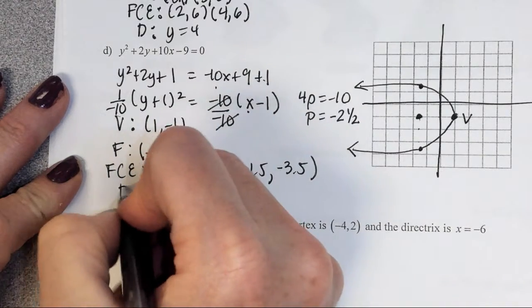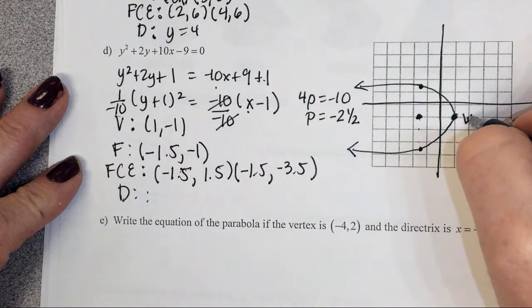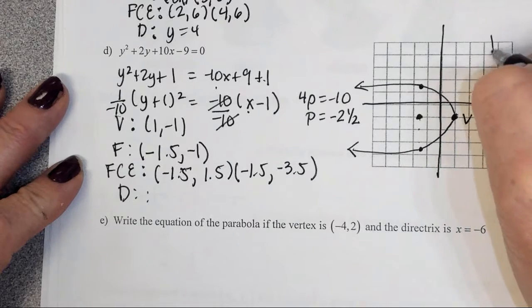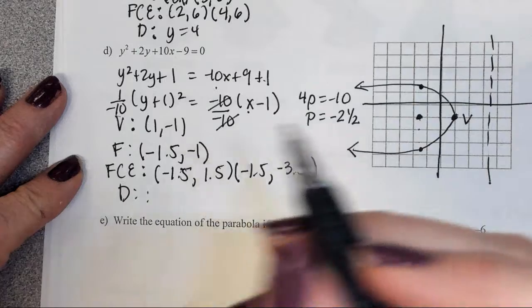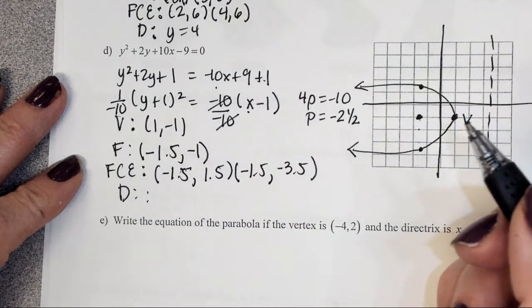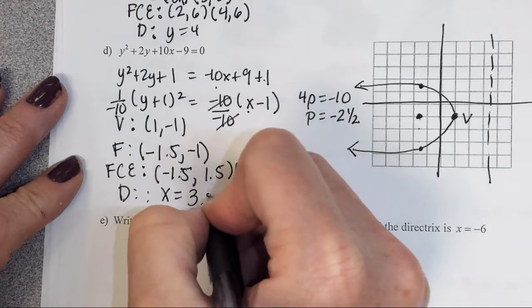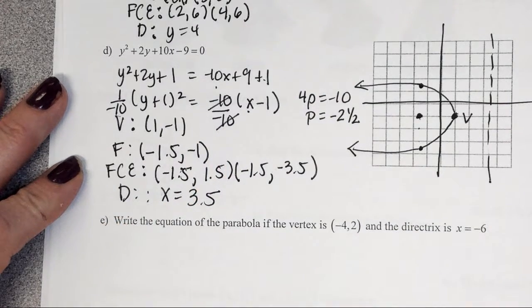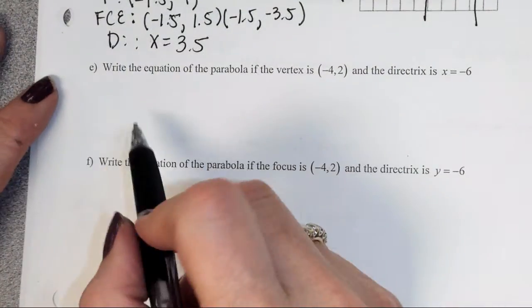And then finally the directrix. I don't care if you find the axis of symmetry. I have to go backwards 2.5, so go to the right 2.5. Where's that going to put us? 3.5? Is that x equals or y equals? X equals 3.5. Okay? All right, going backwards now.